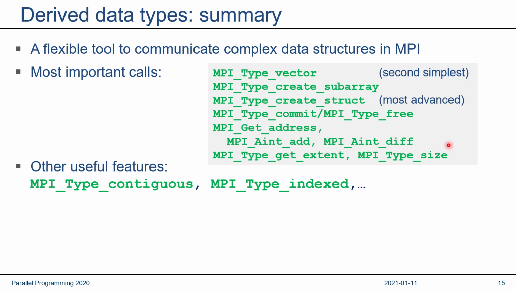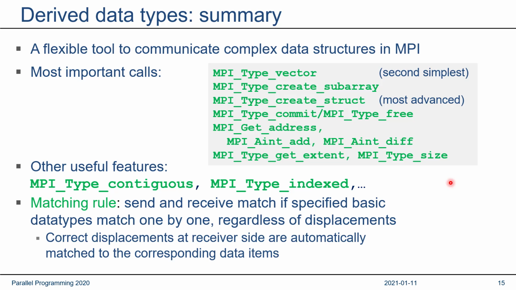There are many more useful features of the derived data types. For example, there's type contiguous, type indexed, and some more. You can look into the standard to learn about those.